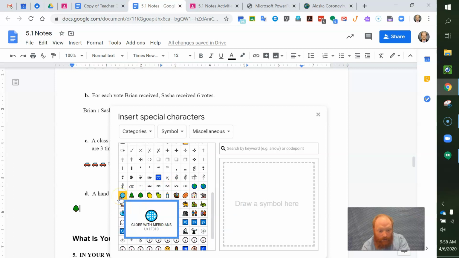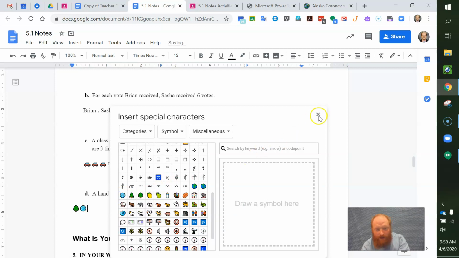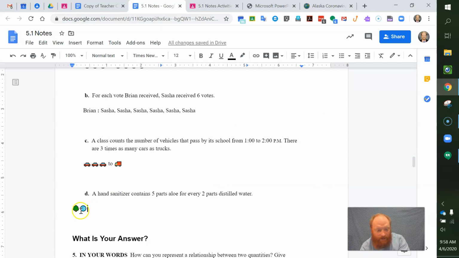And we'll use that even though water looks nothing like that. So, 5 parts aloe, copy. 1, 2, 3, 4, 5. 2, copy, paste.